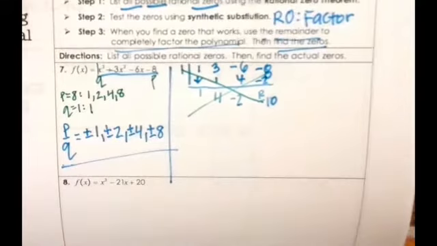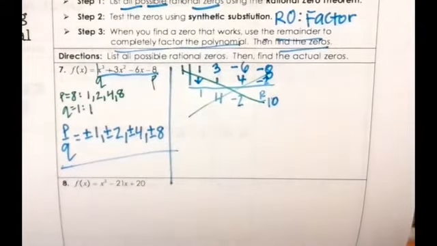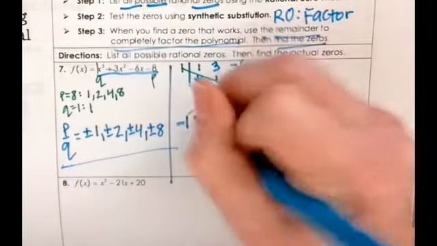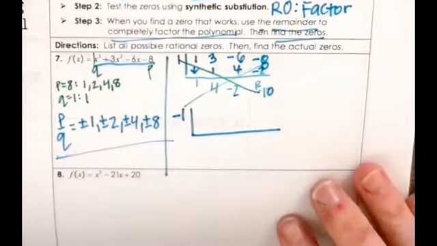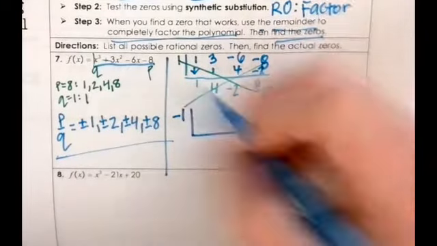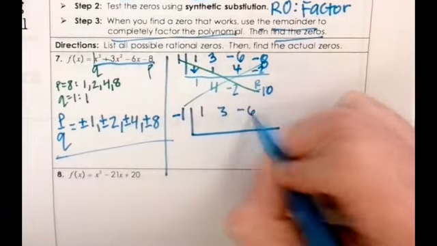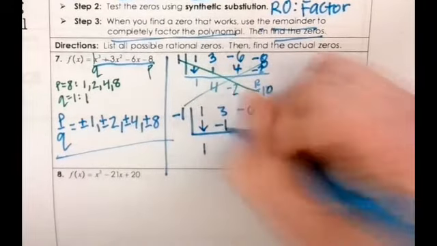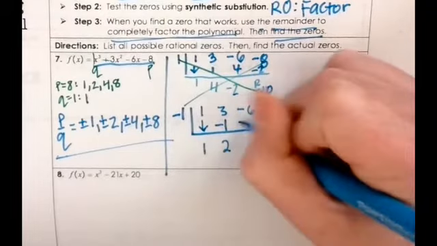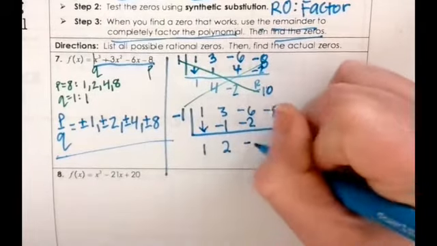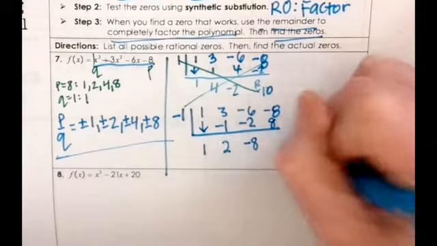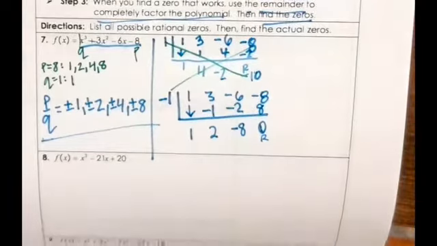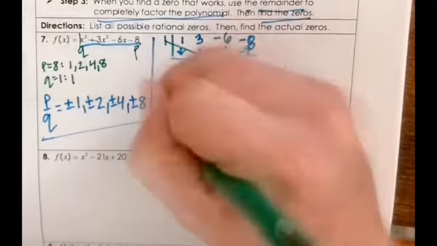Okay, and I'm going to help you out with a couple of these, but the next one I want to try is -1. Okay, so let's do that and see what we get for the remainder. So I have 1, 3, -6, -8. I'm going to bring down the 1. 1 times -1 is -1. 3 minus 1 is 2. 2 times -1 is -2. -6 minus 2 is -8. -8 times -1 is 8. Remainder 0. Okay, so I know -1 is a factor. Woo!